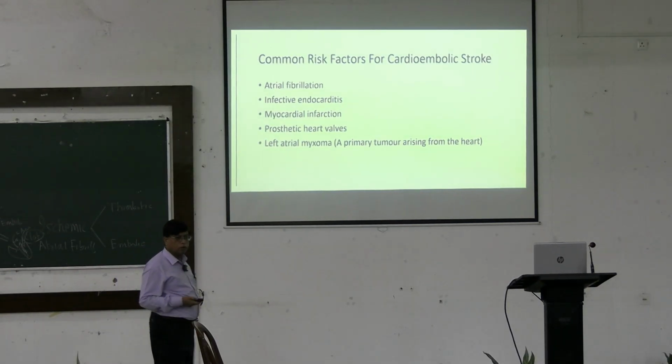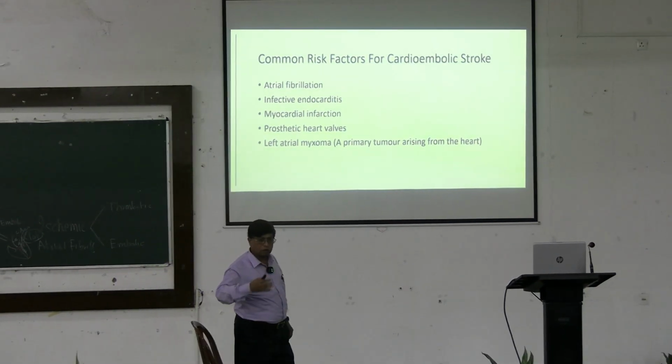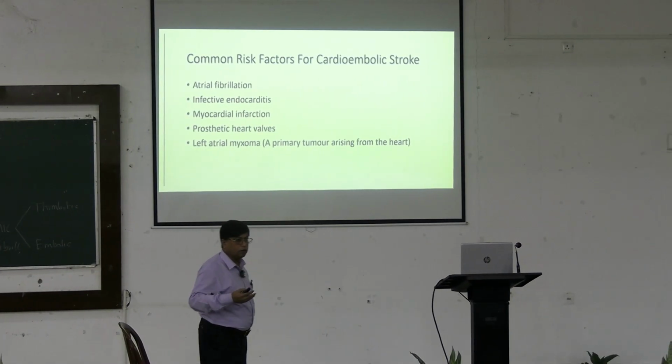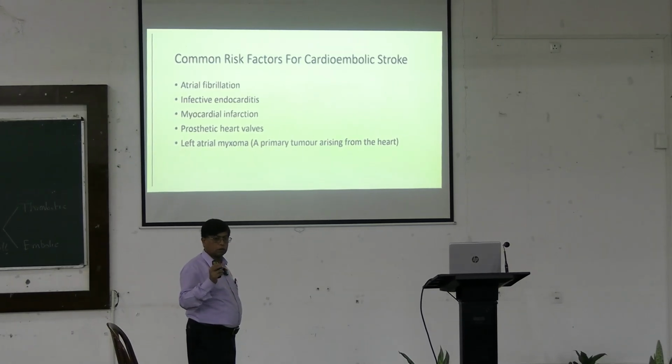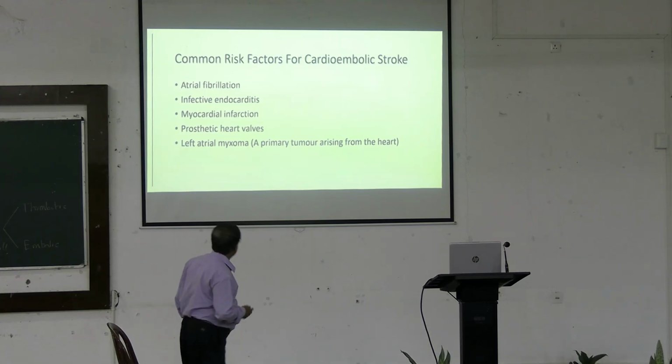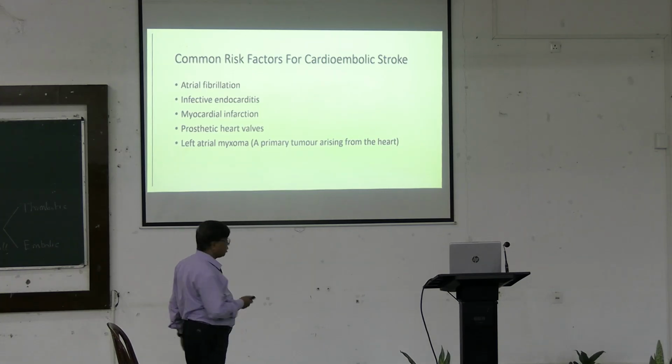Infective endocarditis, again there is an infection in the endocardium. That infection causes thrombus. That thrombus will be a septic thrombus, because it contains organisms. If that dislodges and goes to the brain, it causes stroke, and that area may develop an abscess also, because it is developed due to endocarditis, a septic thrombus.